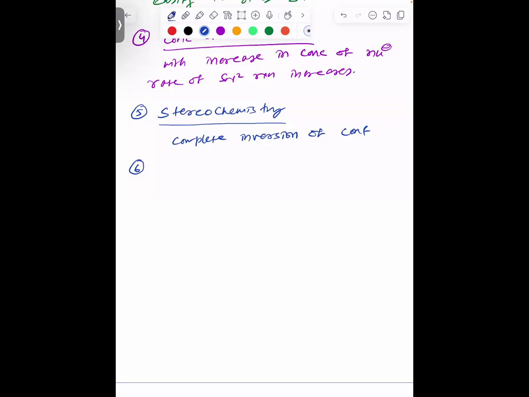That is nature of solvent. In SN1, the reaction takes place in polar protic solvent because polar protic solvent helps in dissociating the bond between carbon and the leaving group. Okay. Polar protic solvent helps. Now we will see polar aprotic solvent.